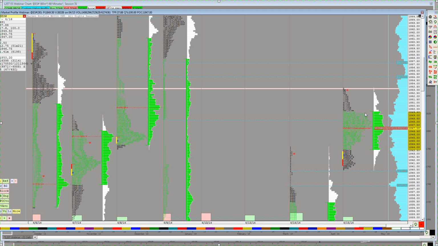Now, Trevor and MarketDelta have introduced this, and this is how I started looking at the profile. I don't use this anymore. It's time price opportunities. It's a bit more fiddly.